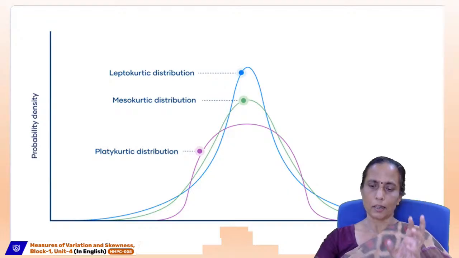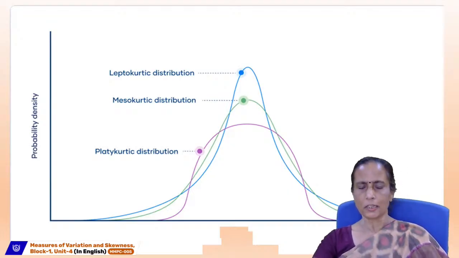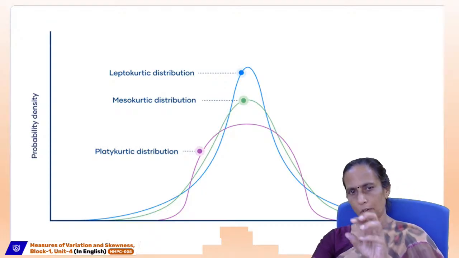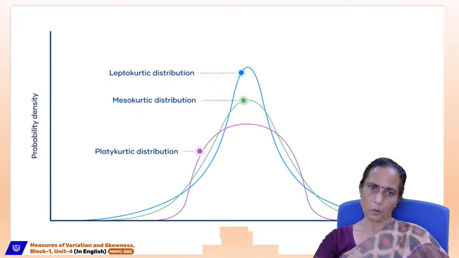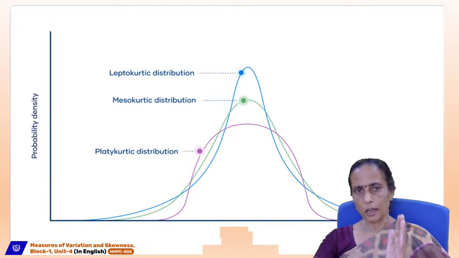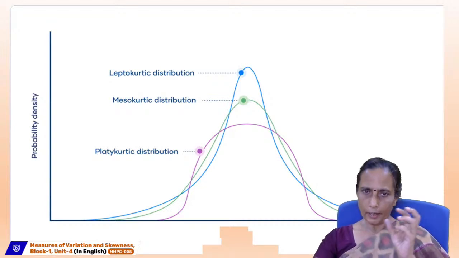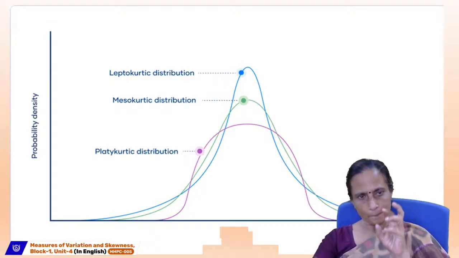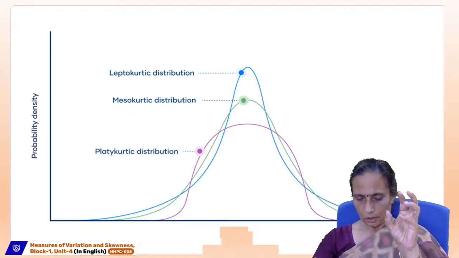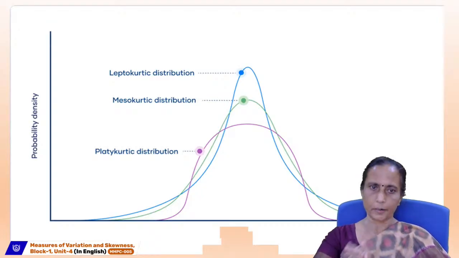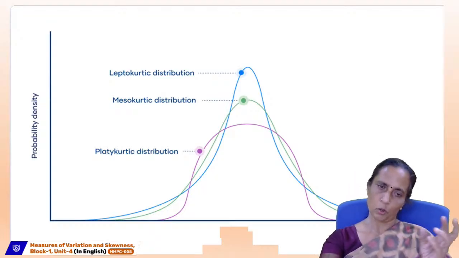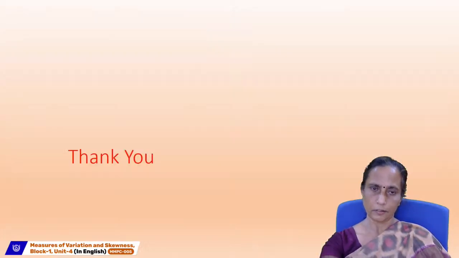And number two, we said that coefficient of range is equal to L minus S by L plus S. L is the largest value minus smallest value divided by largest value plus smallest value, which is the relative measure of variation. Then we discussed the absolute mean deviation, average deviation or mean deviation, which is the sum of individual observation minus mean divided by n. And we have calculated for both grouped and ungrouped data.